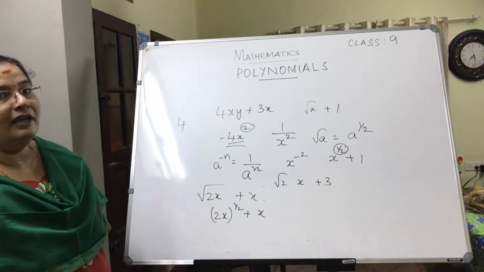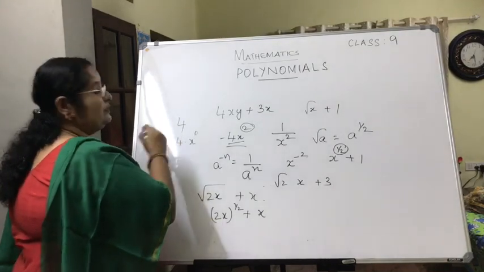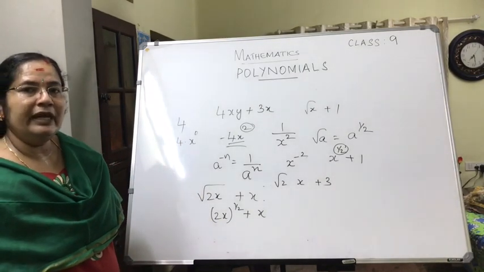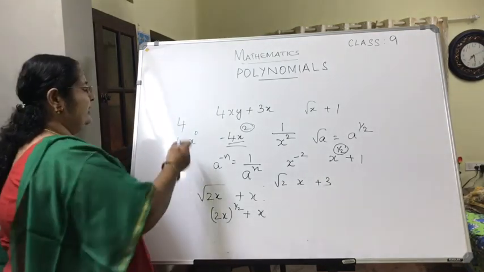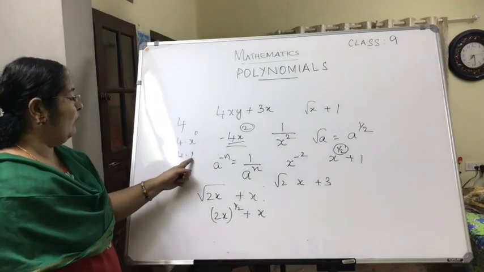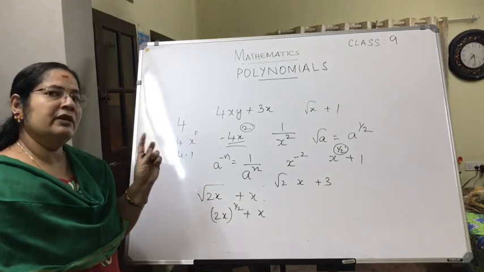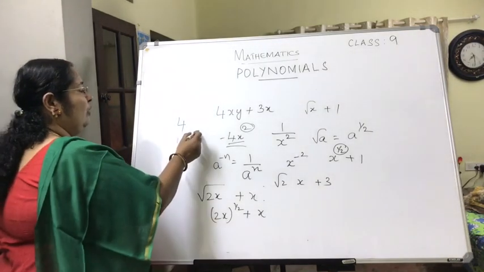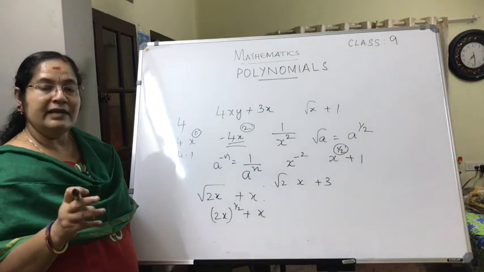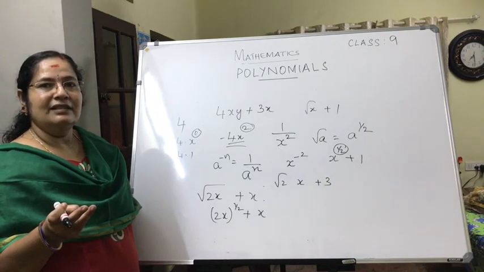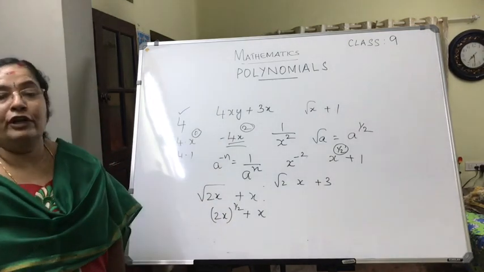Why is it a polynomial? 4 can be written as 4 into x raised to 0. What is x raised to 0? Any number raised to 0 is 1. So 4 can be written as 4 into 1, and this 1 I am writing as x raised to 0. So 4 into x raised to 0 is 4 itself. Now see the power of the variable. What is the power there? 0. Is it an integer? Yes, it is an integer. 0 is a whole number. So 4 is also a polynomial.